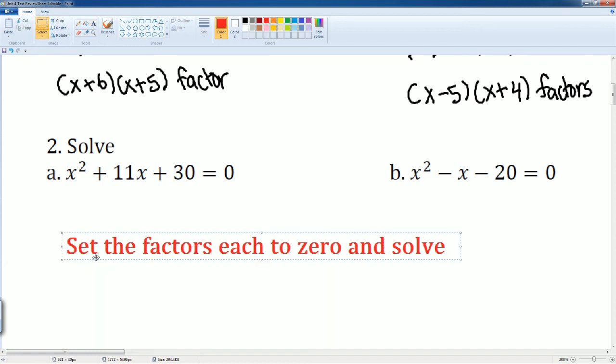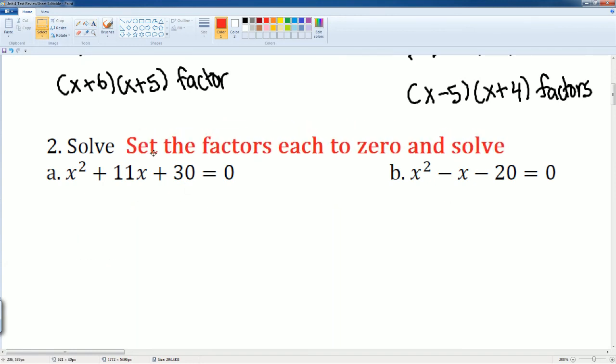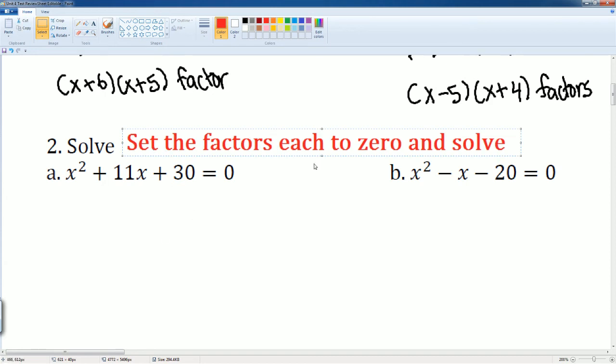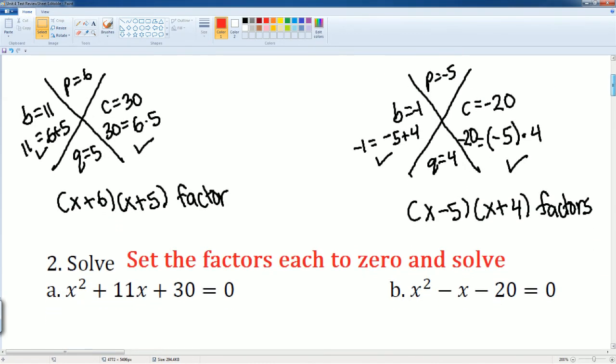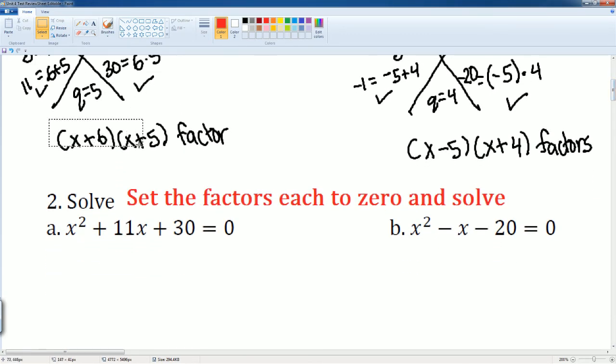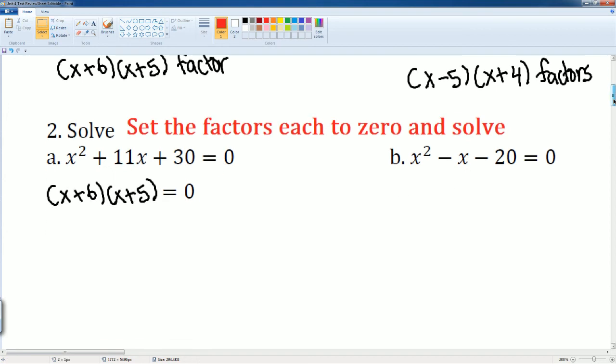Let's make sure we understand what we are doing. We are going to set each factor to 0 and solve. So here is the first problem. We saw that that is its factor. So we set the factor here equal to 0. So my two equations here are x plus 6 equals to 0 and x plus 5 equals to 0.